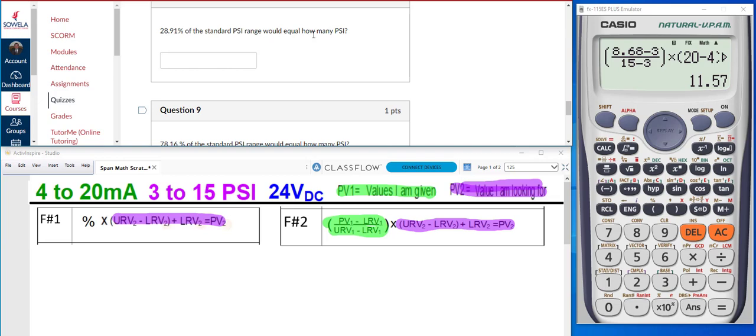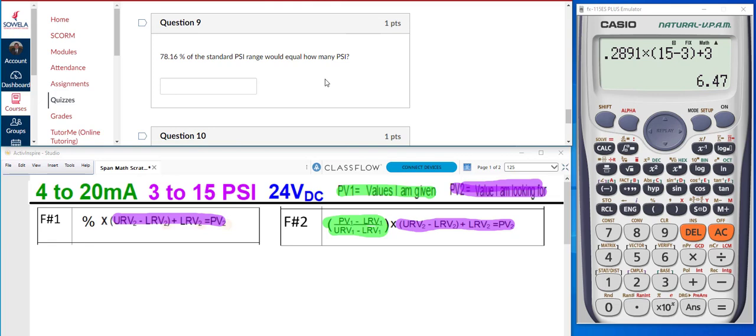28.91% of the standard PSI range would equal how many PSI? Well, we're given a percentage, so this one's pretty easy. 0.2891 times 15 minus 3 plus 3. 28.91% would equal 6.47, I mean. And so I'm below 50%, so I'm below 9 PSI, so I roughly know that it's at least in the right ballpark.